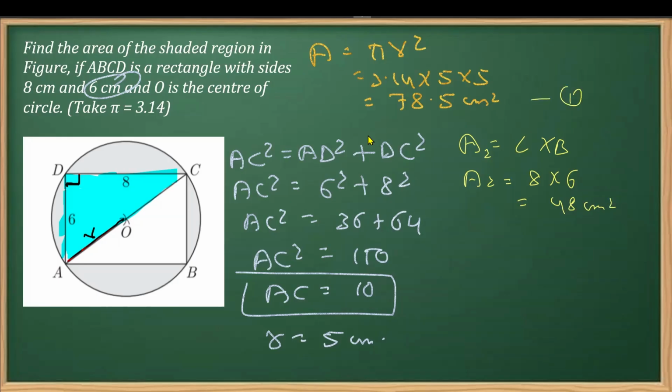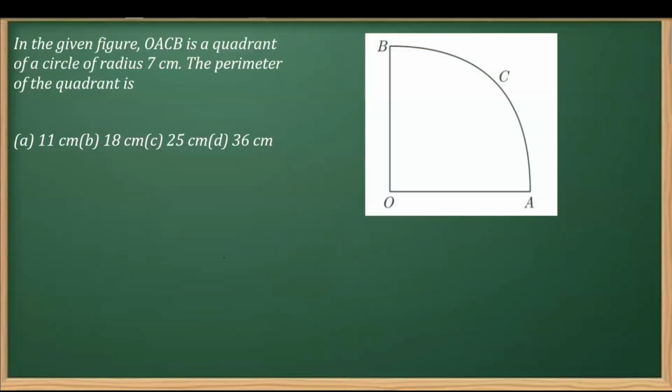So clearly if we subtract these two, we should get the required area. So the required area in this case will be 78.5 minus 48, that is 30.8, I suppose. Yeah, 78.5 minus 48 is 30.5 centimeter square. That should be the answer for this part. Let's come to the third one.